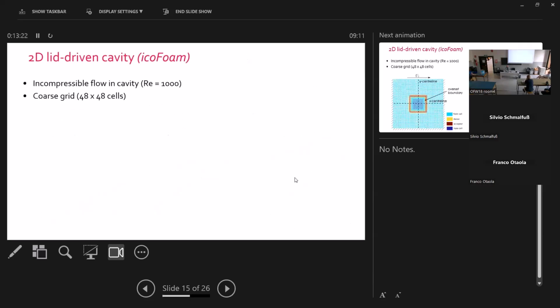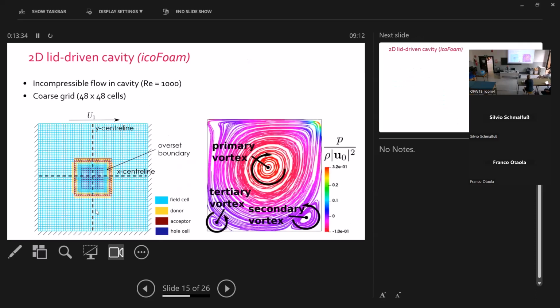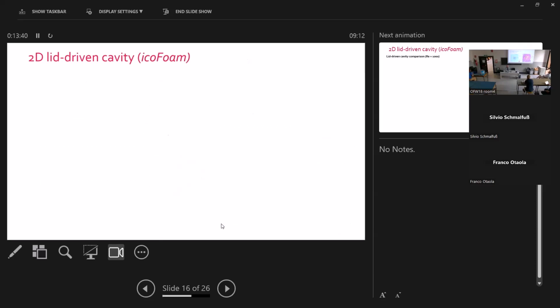Another case, just a simple 2D lid-driven cavity. This is on quite a coarse mesh, 48 by 48 cells. Our overset assembly looks like this. So we have a square grid placed in the center of another square grid. If we do it correctly, it should look like this. So we have a primary vortex within the overset region, and we also have a secondary and tertiary vortex formed.